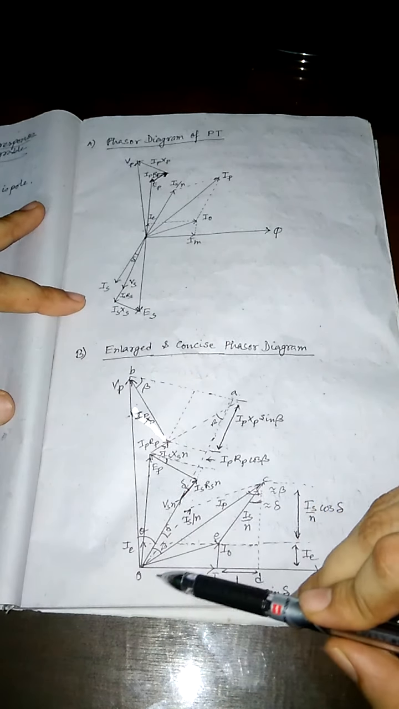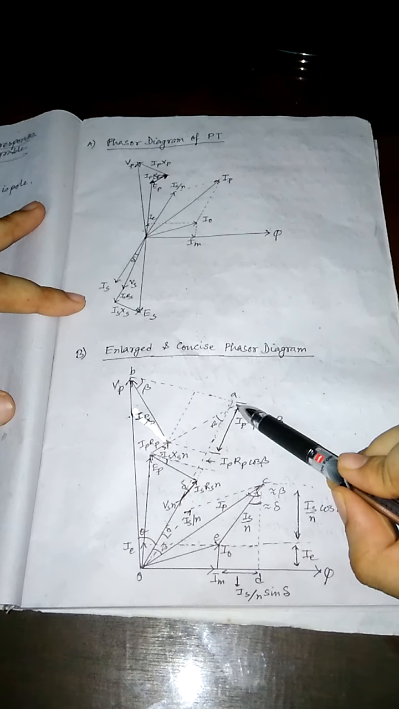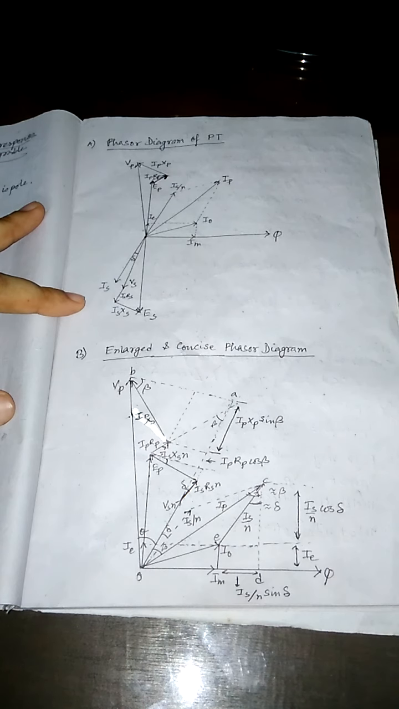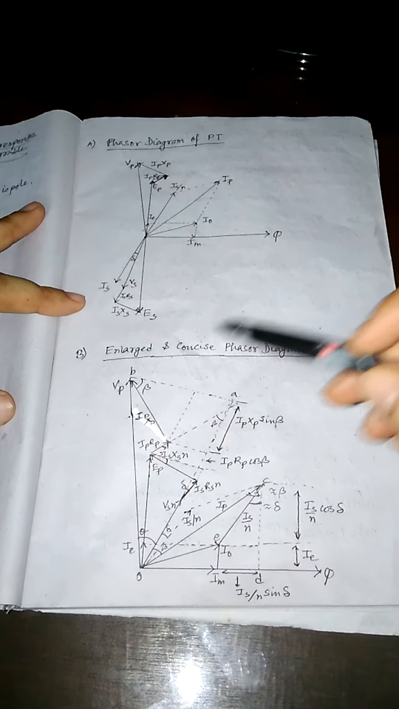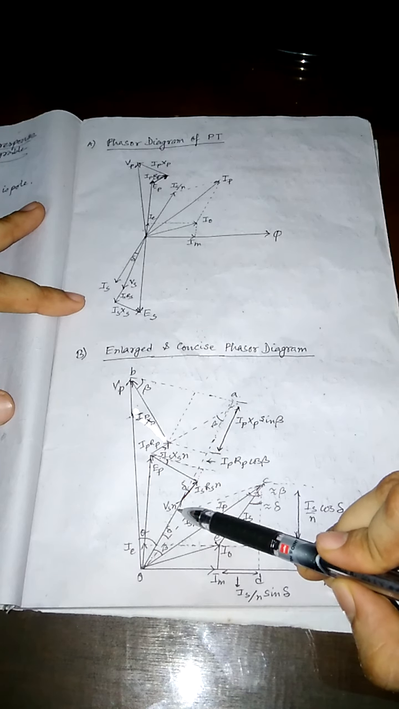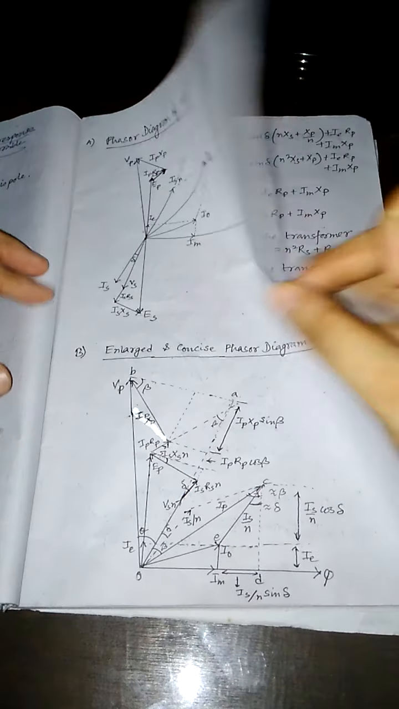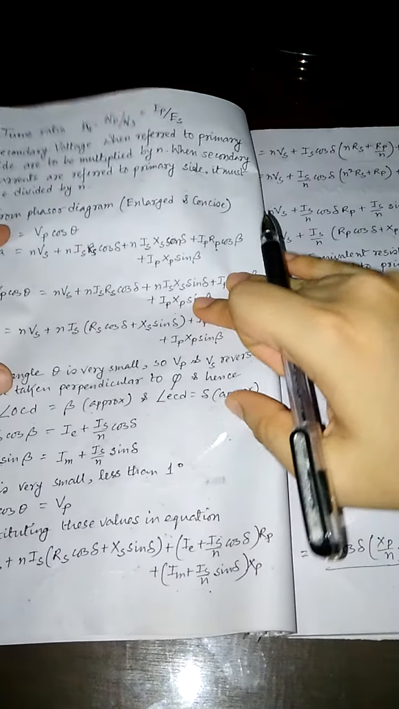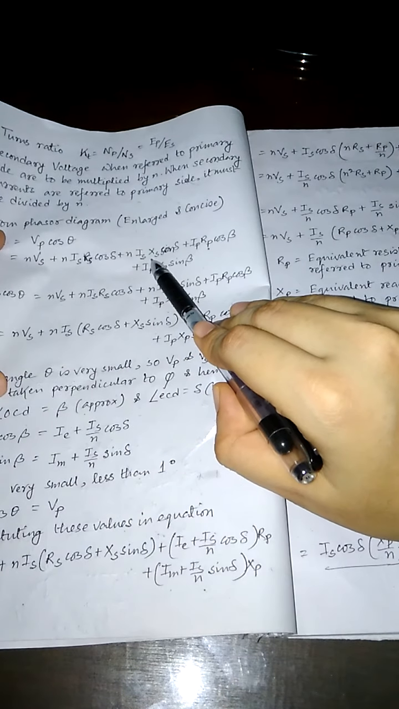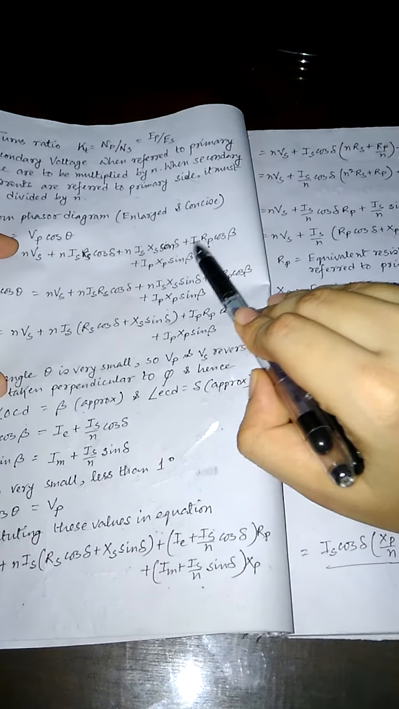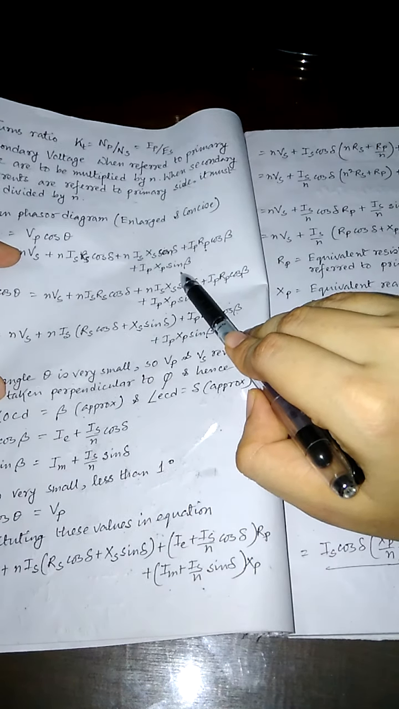See again, this is the diagram. Here that is OA. OA means we are considering it as VP cos theta. So how can we get that? NVS. So this is NVS plus NISRS cos sigma plus NISXS sin sigma plus IPRP cos beta plus IPXP sin beta.